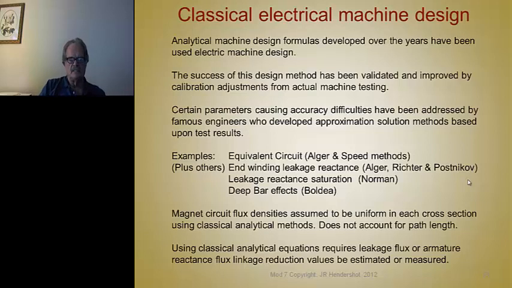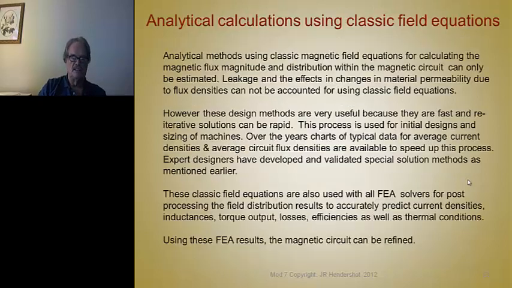The other thing that analytical calculation methods suffer from in terms of accuracy is leakage flux, where the flux is going to go where there's air gaps or where it's forced by saturation, forced by changes in the permeability of the steel due to saturation. So these effects have to be measured, or at least that's how they've been done in the past. These analytical methods use classical magnetic field equations for calculating the flux magnitude and distribution within the magnetic circuit, but as we've shown, these can only be estimated.